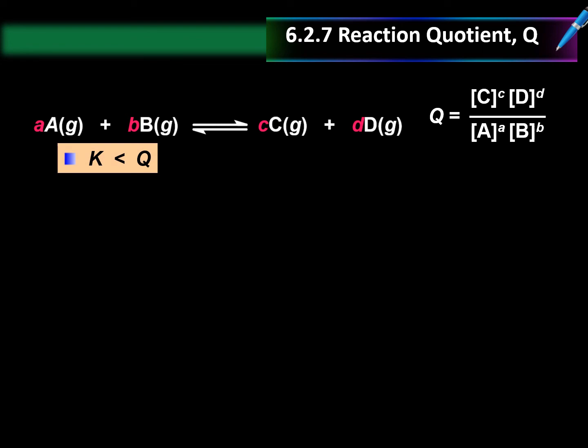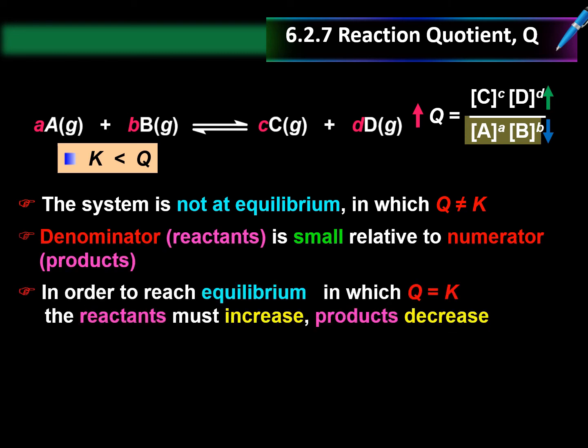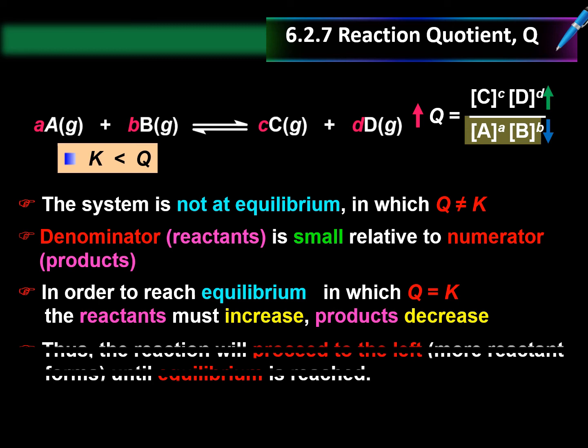If the value of K is lesser than Q, it shows that the system is not at equilibrium. The higher value of Q indicates that the concentration of product is higher and the concentration of reactant is lower. In order to reach equilibrium again, the reactants must be increased and products must be decreased. Thus, the reaction will proceed to the left until Q equals K.